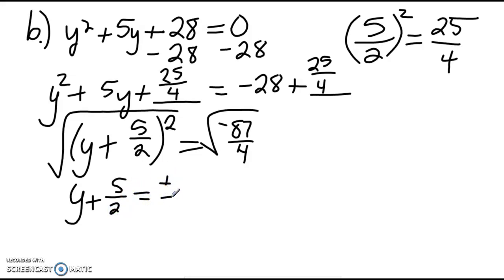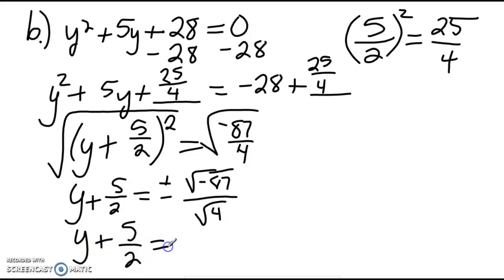I'm going to get a step ahead, and I'm going to break this down as the square root of negative 87 over the square root of 4, because I know 4 breaks down to 2. 87 does not, so we're going to leave that as it is. So we are going to get y plus 5/2 equals positive or negative. Although that negative we can bring out as i, correct? So we'll have i radical 87 over 2. But we're not finished.